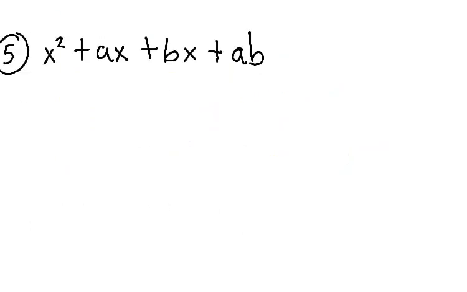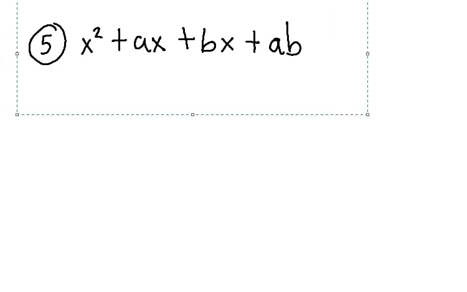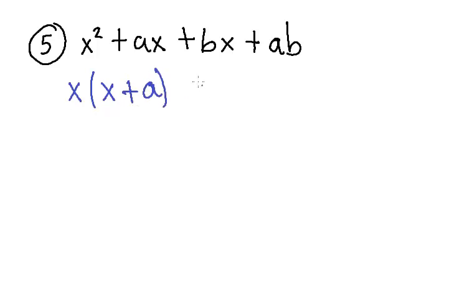Let's see a final example. Number 5. So what can we do in this case? Same thing as we did at the beginning. We make two groups. And you can tell that the first group is repeating the x, and the second group is repeating the b. So we're going to do that. We're going to use method number 1, and we're going to take out what's repeating. So on the first group, I'm going to take out the x, while on the second group, I'm going to take out the b.